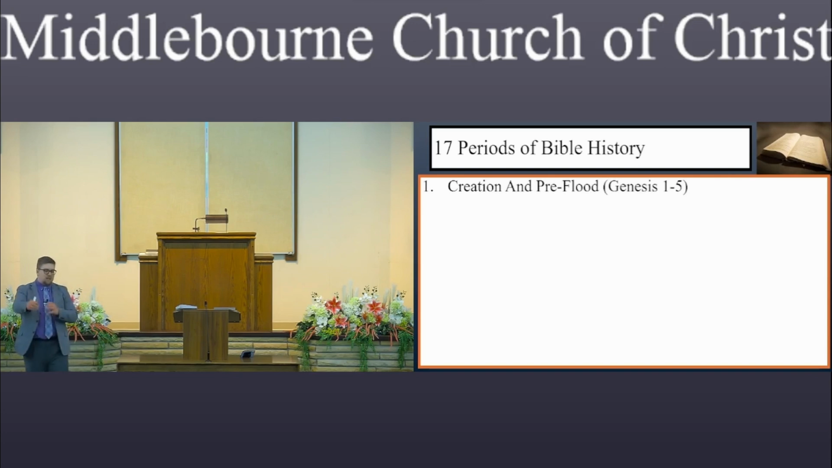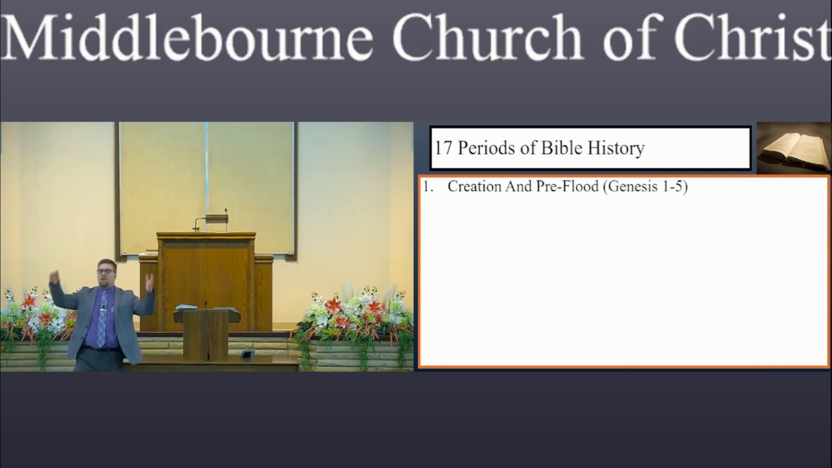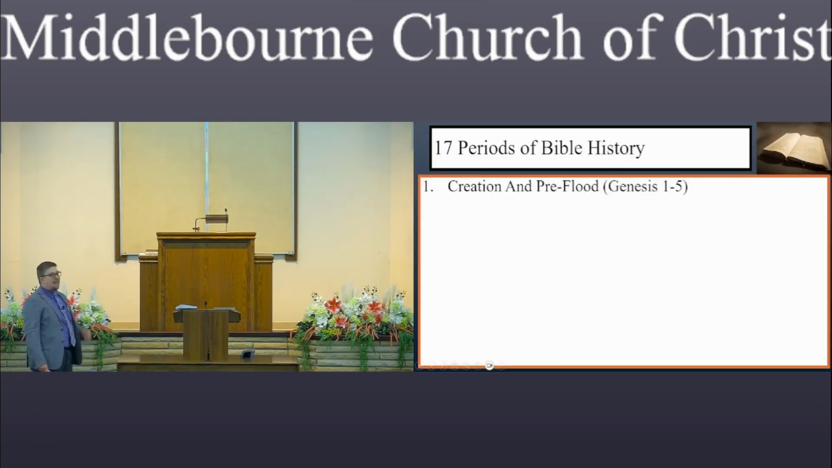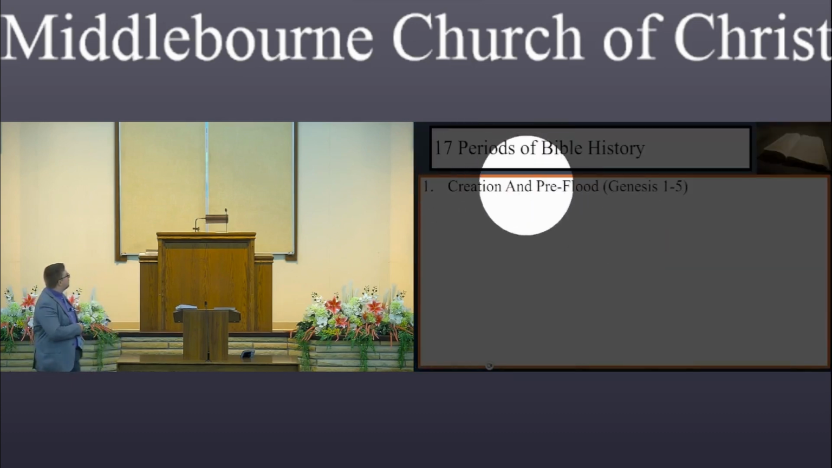So again, as you work through, you want to know where the story of creation takes place. Where's man created? You can narrow that down, which again, we should know that one off the top of our heads pretty easily, but Genesis 1 to 5. Where does Cain and Abel take place? Well, I know it's somewhere in Genesis 1 to 5.